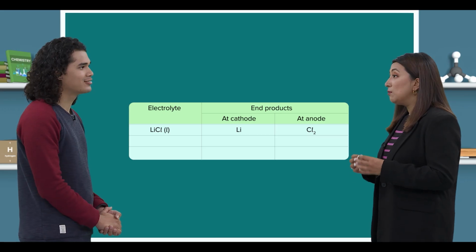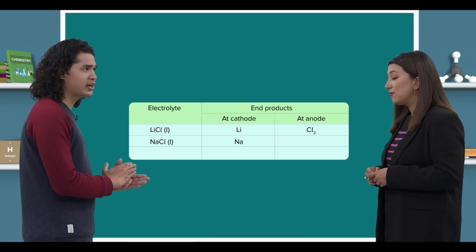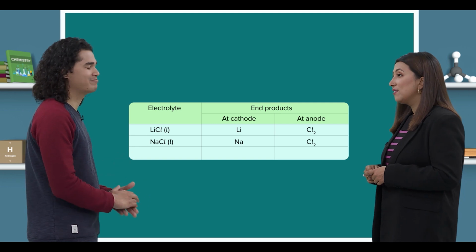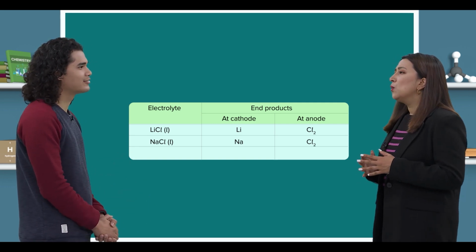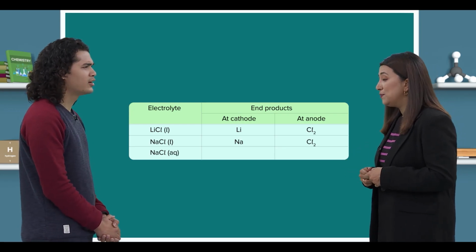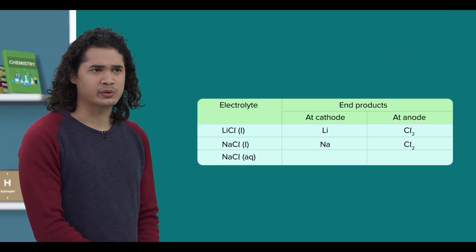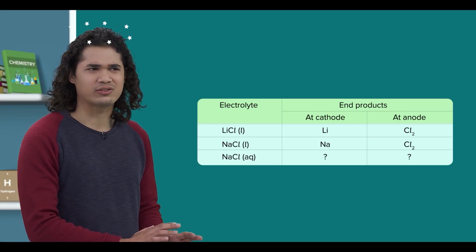Good. How about molten sodium chloride? That would be sodium at cathode and chlorine gas at anode. Simple. Well, those were easy. Let's twist this up a little. What if we electrolyze an aqueous solution of sodium chloride? Solid sodium at cathode. Wait a minute. Why do I feel like it isn't this straightforward?